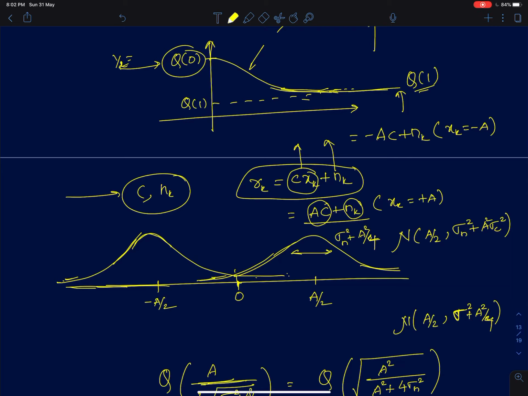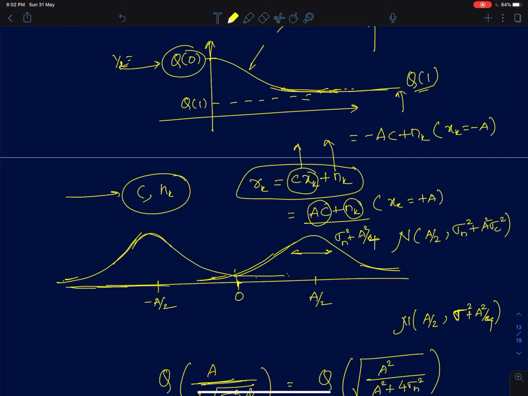This holds true if they are independent of each other. If they are dependent, if there is some kind of correlation between the two random variables, then the expressions will slightly change. The variance will definitely change, the mean may not change, but the variance will change. So we won't be covering that part. We'll only cover independent random variables.